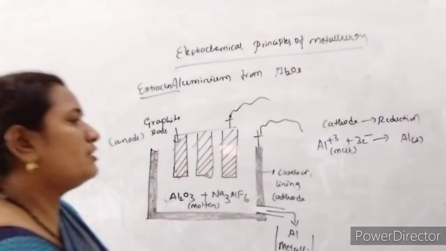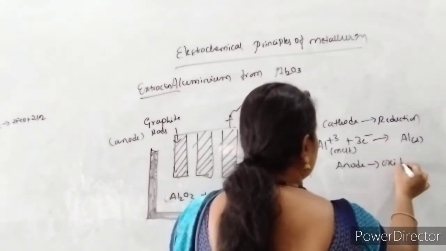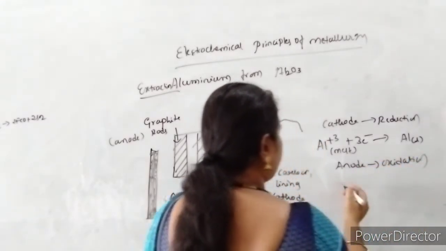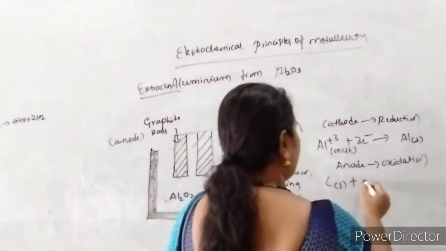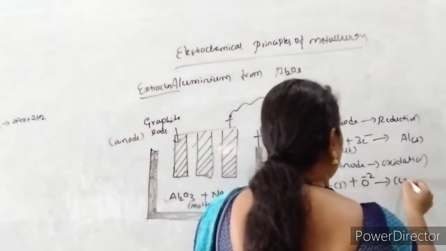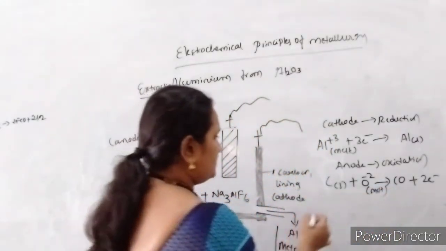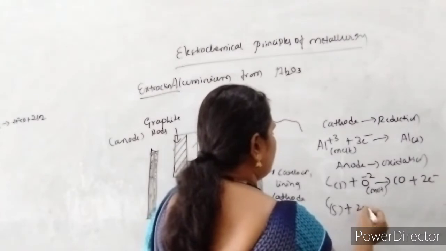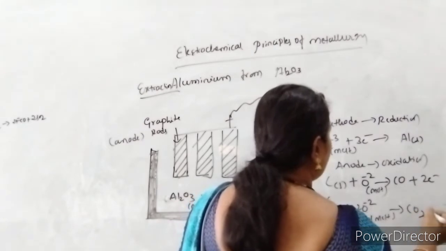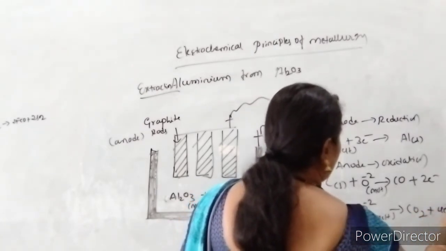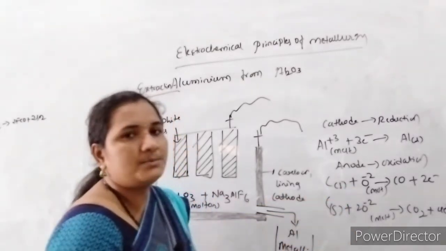Further, we have to move on to the anodic reaction. At this anode, oxidation will take place. Here the carbon which is present in the lining coating reacts with the oxygen, and then it forms carbon monoxide. This oxygen comes from the melt. If we use 2 moles of oxygen, then we get the formation of carbon dioxide with the liberation of 4 electrons. These both oxygens come from the melt only.